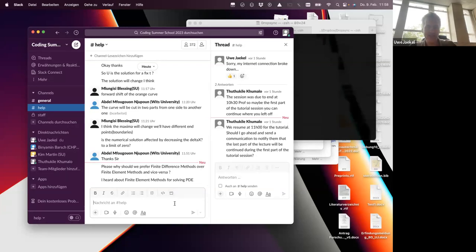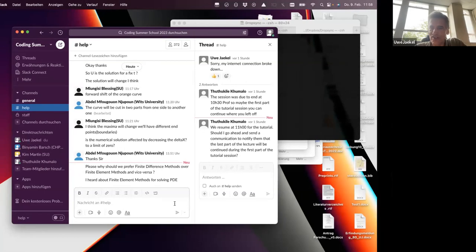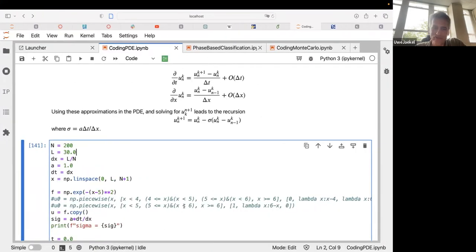Okay. Abdel asked a question about finite differences versus finite element methods. Actually, this is true. There are also finite element methods, and vice versa. So there are different methods to discretize the equation, and I think finite differences are the easiest. In some cases, finite element methods and finite differences lead to exactly the same results, but with different formulations.